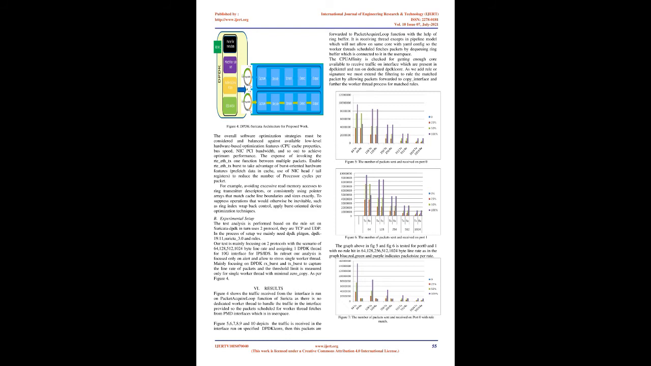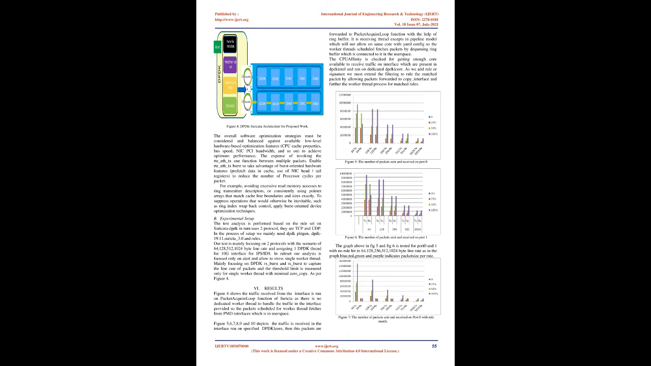The expense of invoking the rte_eth_tx function between multiple packets. Enable rte_eth_tx_burst to take advantage of burst-oriented hardware features, prefetch data in cache, use of NIC head/tail registers, to reduce the number of processor cycles per packet.